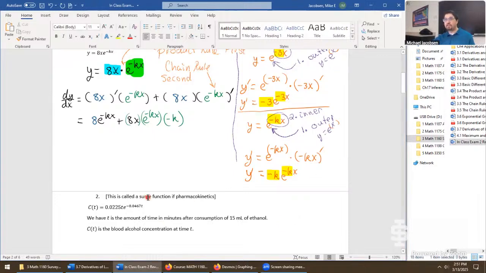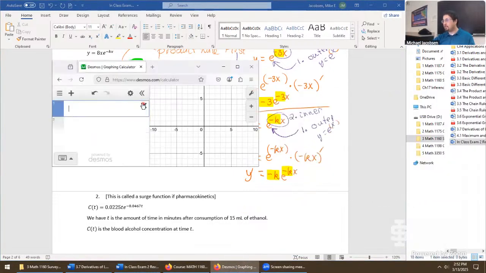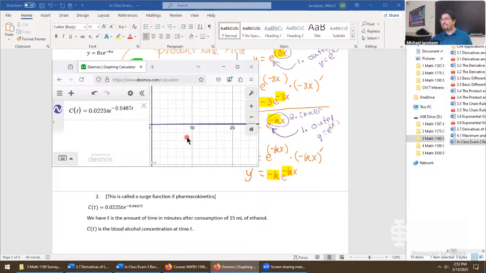And again, it's called a surge function because after doing this, what it's going to look like as a graph is it's pretty low in your bloodstream for a while, but then your liver gets going and it spikes up to a high amount, and your liver starts to metabolize it and it drops down. Let's see if we can plot that just to get a good view of it. So C of t is 0.0225 t e to the power negative 0.0467 t. And this is not an easy axis to work with.